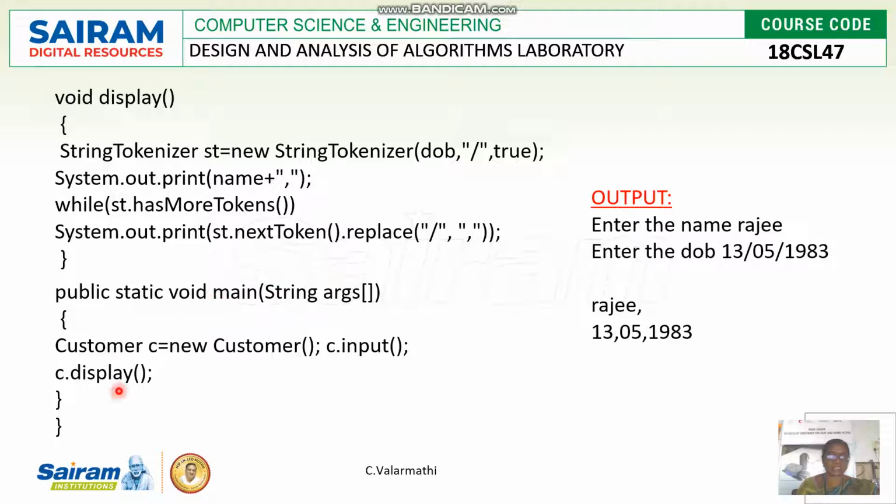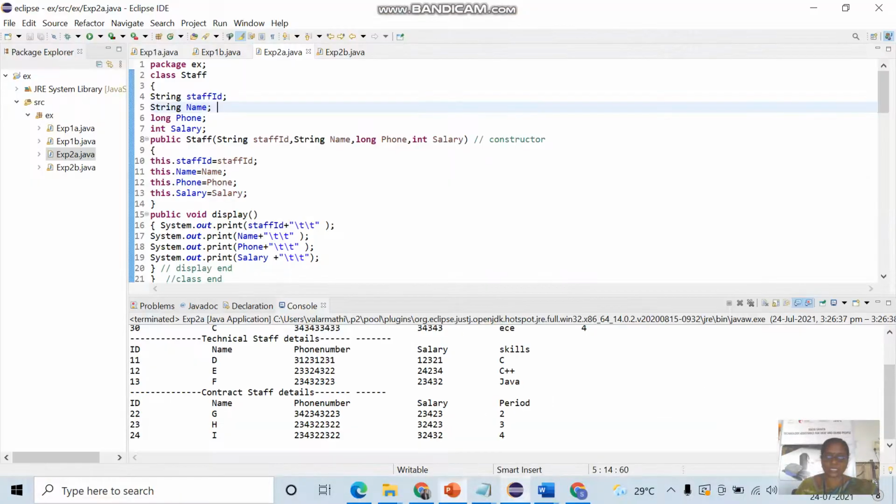Move on to its main method. For the Customer class, the object c is created. Then with the help of the object, c.input is called. Then c.display is called. I hope this explanation is easy. Then we can move on to its implementation.